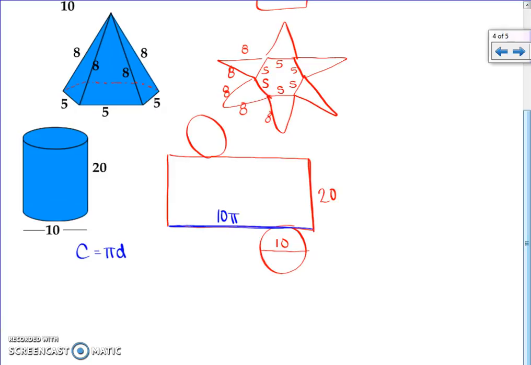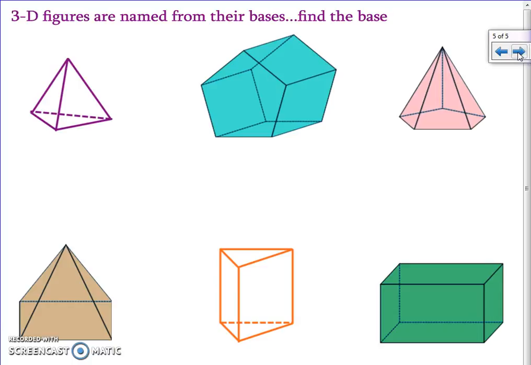All right, last thing we need to talk about is how to name things. So are there questions on this piece of it before we move on? I'm going to ask you to name these shapes on the test, so I'm going to teach you how to do that right now. Now, we have two things on this screen. We have pyramids and we have prisms. What do you think is the difference?